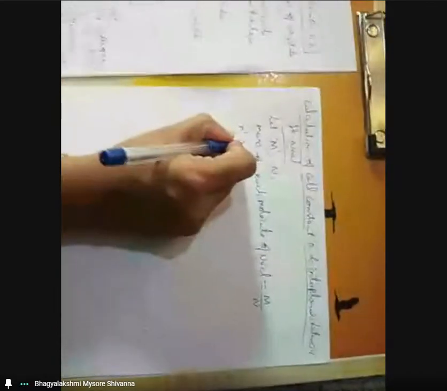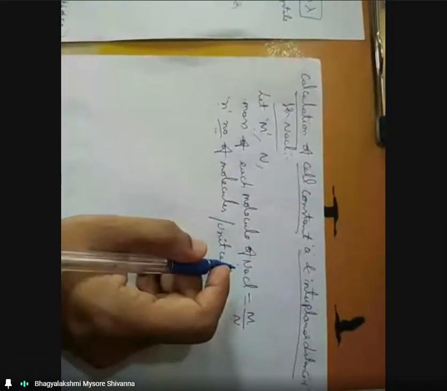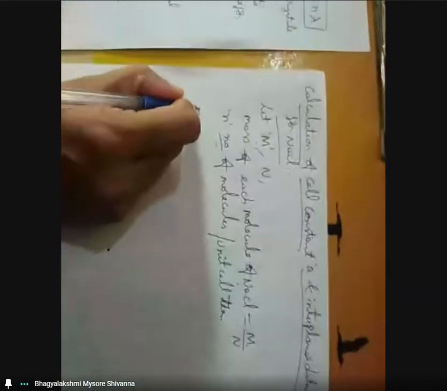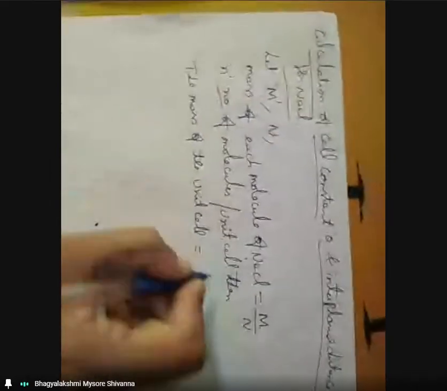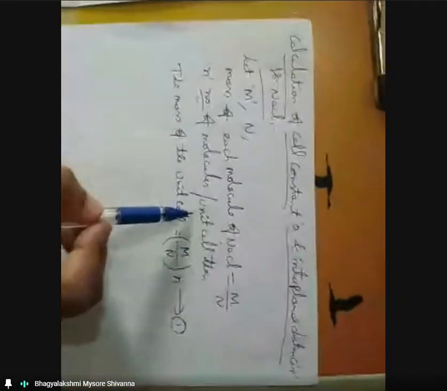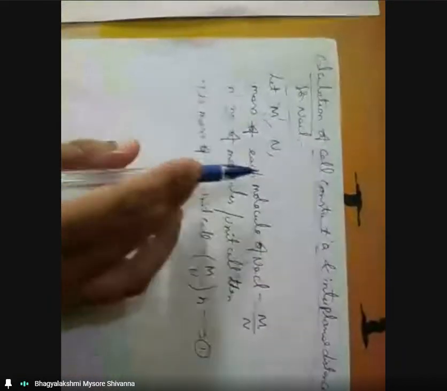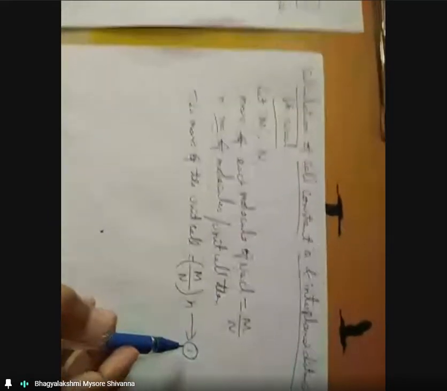If there are n molecules per unit cell, then the mass of the unit cell is equal to M by N into n. Take this as equation number 1.